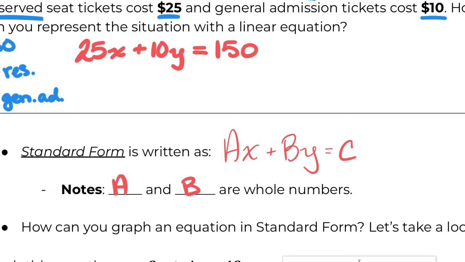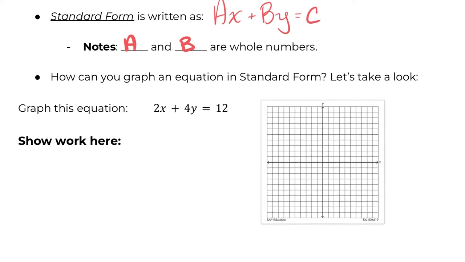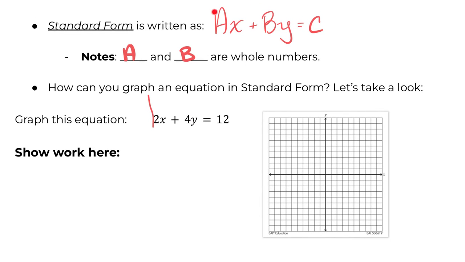All right, so how can you graph in standard form? Well, let's take a look. It says graph this equation. It says 2x plus 4y equals 12. Well, how do we know that's in standard form? Well, there's a couple things. The x and the y are on the same side, just like in this general form. And also our a value and our b value, those are both whole numbers.